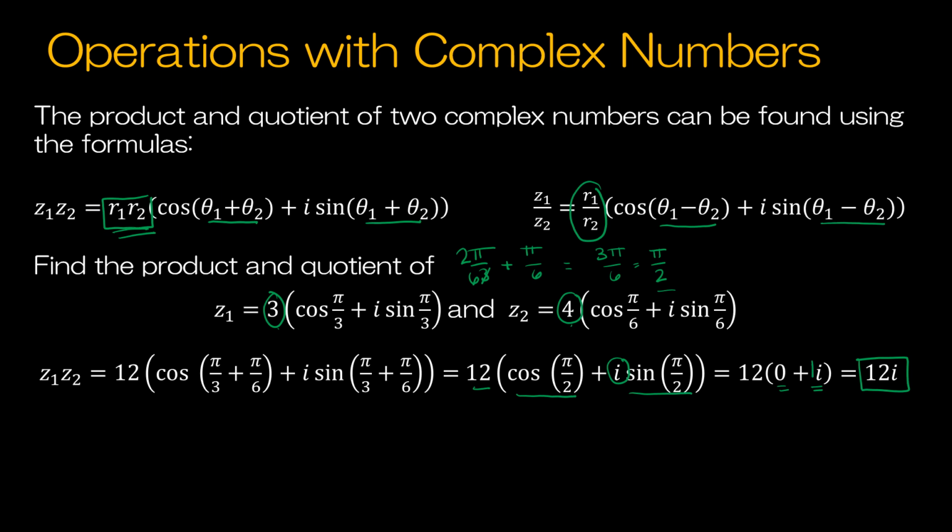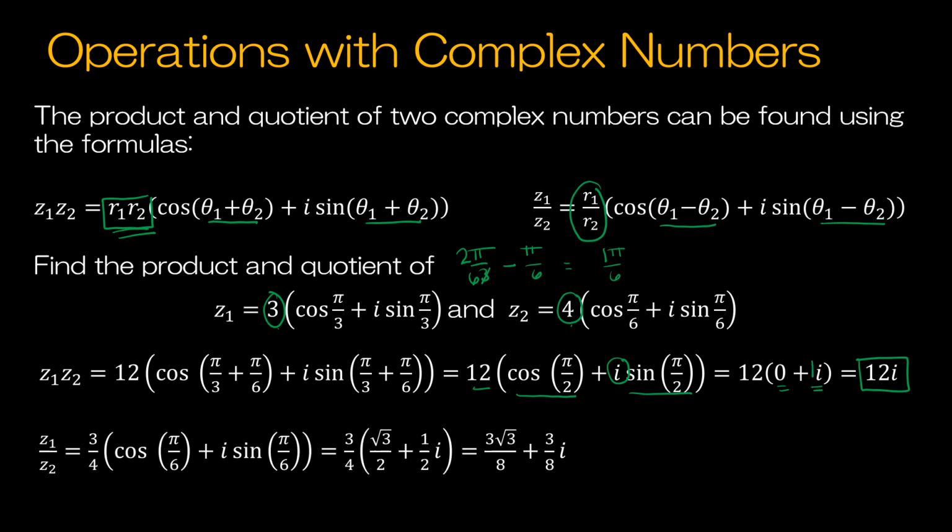Using the quotient, I'm going to take 3 divided by 4 instead of 3 times 4. So 3 divided by 4, and now I'm going to be subtracting these values. So 2 pi over 6 minus 1 pi over 6 gives me 1 pi over 6. And that's going to be my theta value, pi over 6. So now I have 3/4 times cosine pi over 6 plus i sine pi over 6. Notice I'm just evaluating cosine and sine at pi over 6 and then distributing the 3/4 to get my final solution.